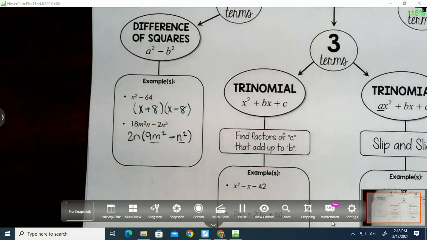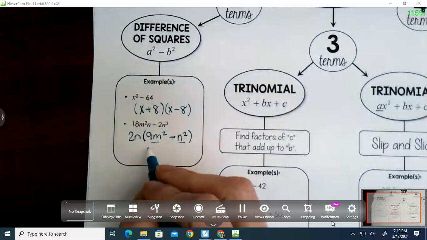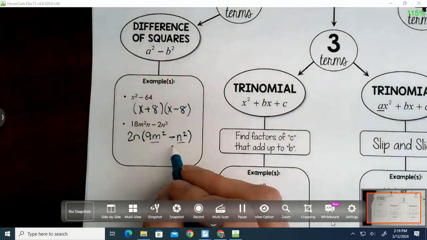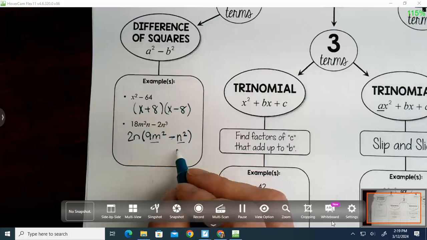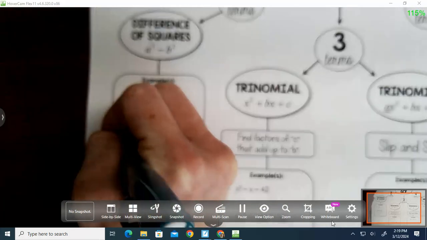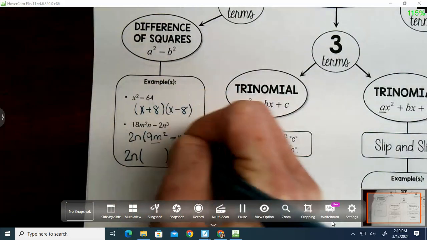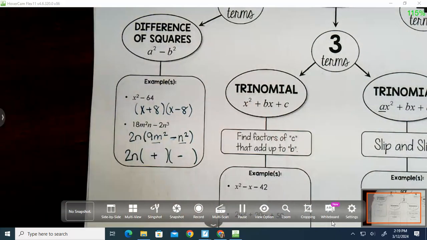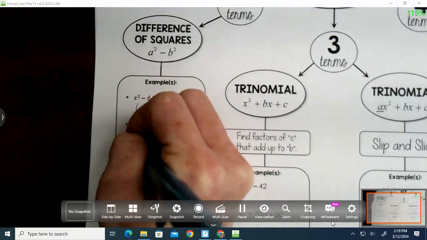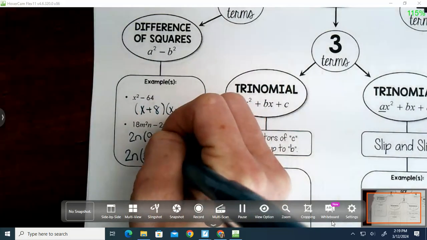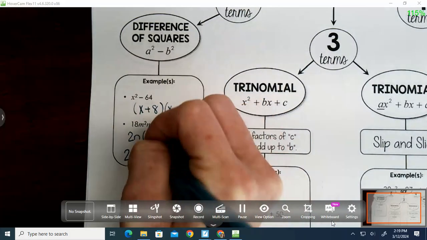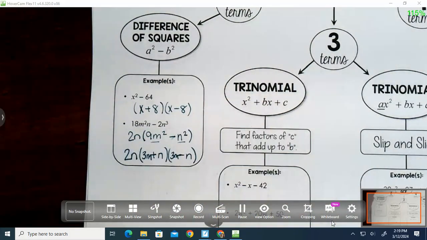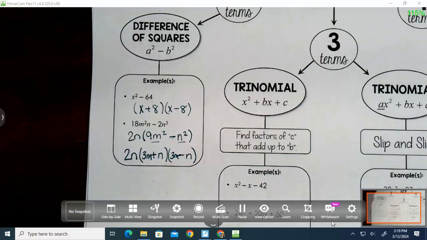Okay, if I look, this is still two terms. If it's two terms, we check. Can we do difference of squares? Is 9m squared a perfect square? Yes. Is n squared a perfect square? Yes. So this one will factor further. So the 2n stays. So 1 is plus and 1 is minus. The square root of 9m squared is 3m. And the square root of n squared is n. So we get a 3m plus n and a 3m minus n.